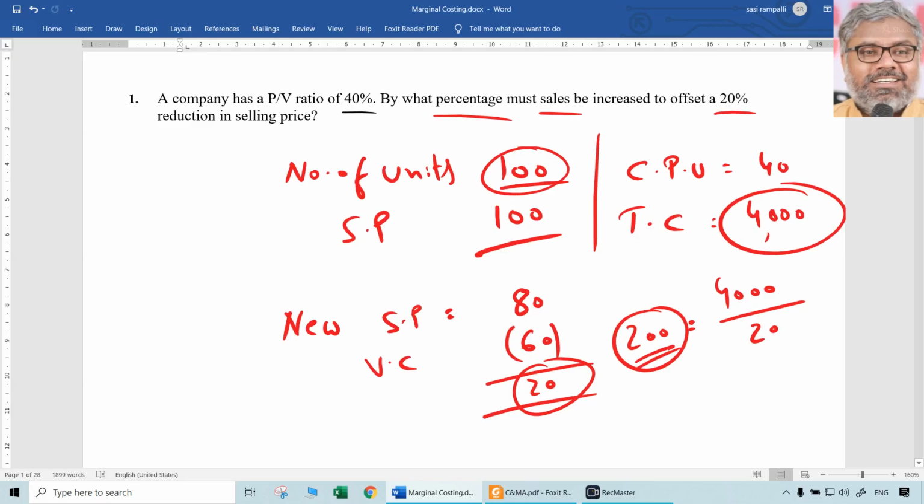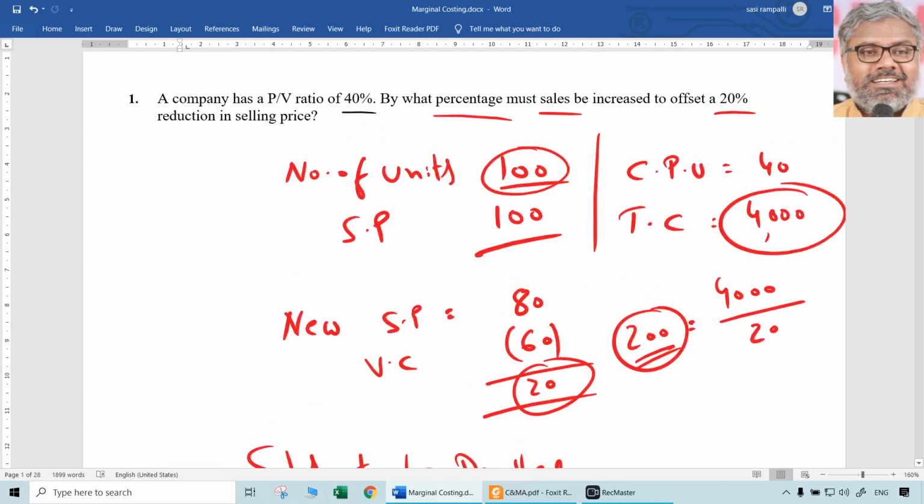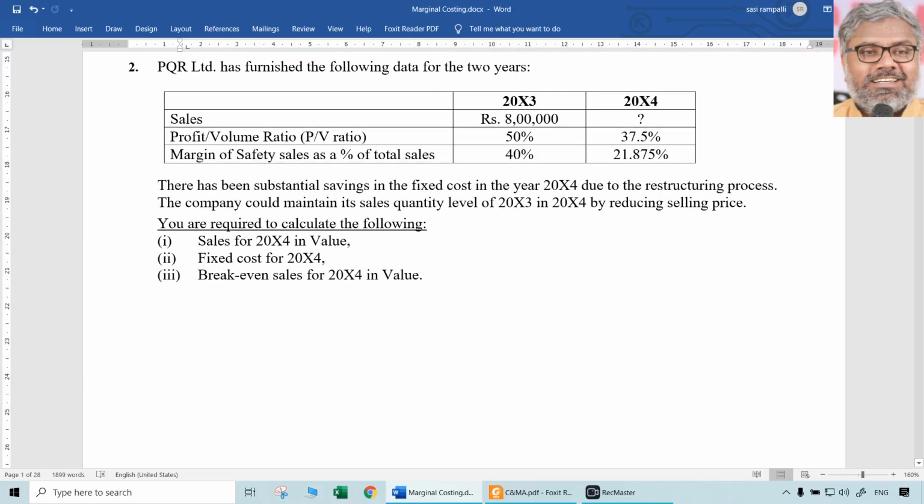But effectively, the final conclusion is the sales are required to be doubled. They have to be doubled. Then only this can be achieved. The same contribution can be maintained in future, even if there is a reduction of 20% in selling price. That's it. So if the selling price reduces by 20%, in this particular scenario with a PV ratio of 40% already, by how much percentage must the sales be increased? We can say 100%, which is nothing but doubling. So that is the answer. Sales have to be doubled. That is for the first question.